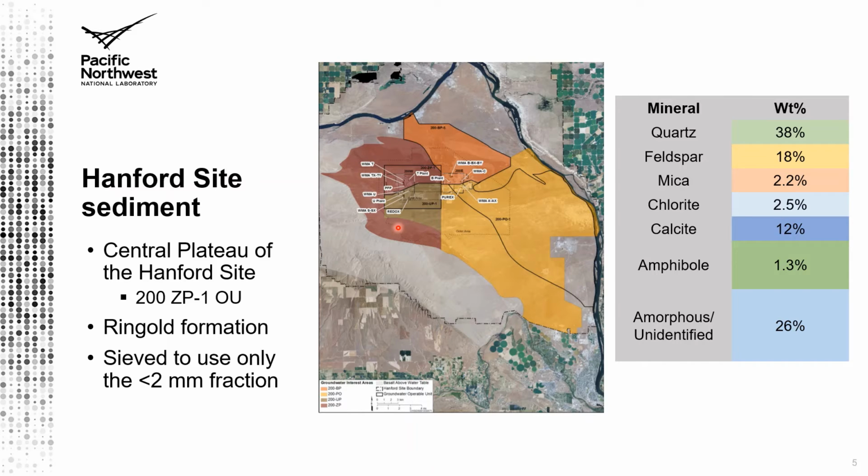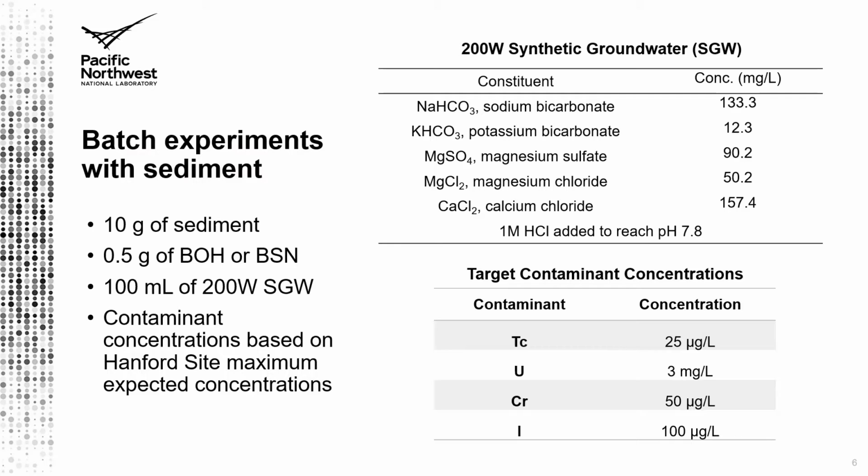The sediment came from the Ringgold Formation and contained high amounts of quartz, feldspar, and calcite with lesser amounts of mica, chlorite, and amphibole, as shown here in the QXRD results. For these batch experiments, we used a 200 West synthetic groundwater with the recipe shown here. 0.5 grams of BOH or BSN was added to 100 milliliters of the synthetic groundwater with 10 grams of sediment. The target contaminant concentrations are shown here and were chosen to represent the highest concentration expected in the 200 West area of the Hanford site.